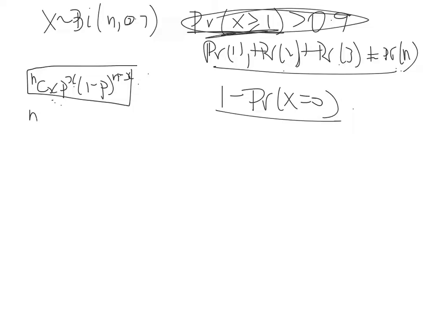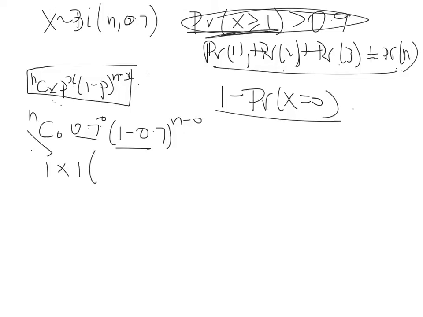So we're solving for n, so we don't know n. nC0 times the probability of success, 0.7 to the power of 0, times (1 minus 0.7) to the power of n minus 0. So now nC0 is 1, times anything to the power of 0 is also 1. And now 1 minus 0.7 is 0.3 to the power of n, and that has got to be greater than 0.9. Still to be greater than 0.9.